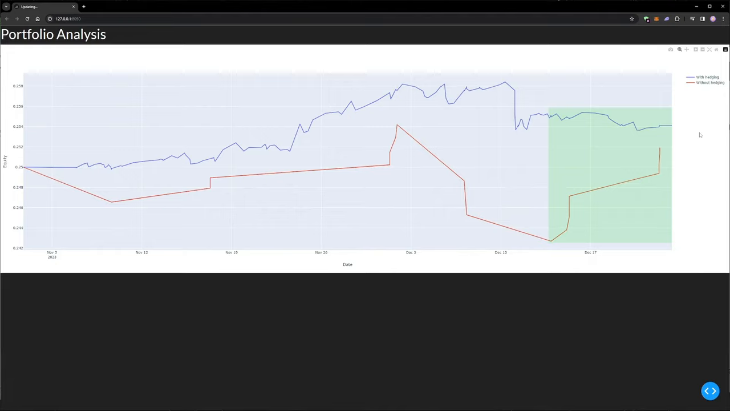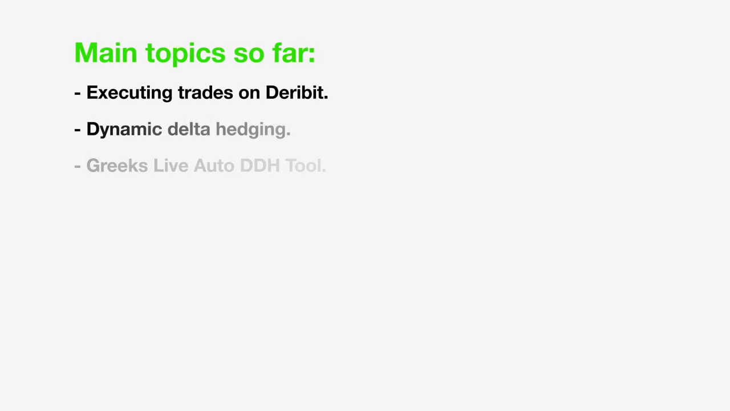If the price moves around a lot, but eventually settles at a price where all the options are out of the money, then the hedging will simply represent a cost, decreasing the amount of the collected premium that we get to keep. The main focus of this video series so far has been on how to actually execute option trades on Deribit, the dynamic delta hedging of an option portfolio, and the Greeks Live delta hedging tool itself.